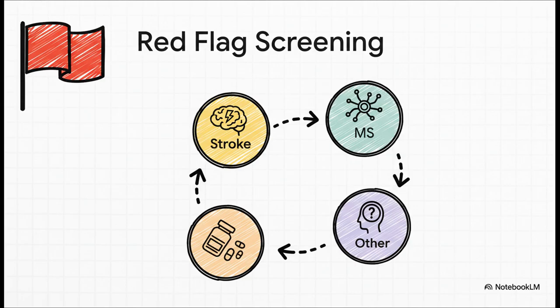Next up, and you absolutely have to do this, is screen for red flags. Asking these specific questions helps you rule out other serious stuff, like a stroke, MS, or even drug-induced Parkinsonism. This shows the examiner you're thinking broadly and considering other important diagnoses.